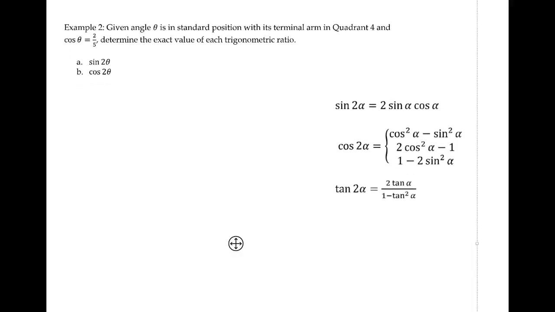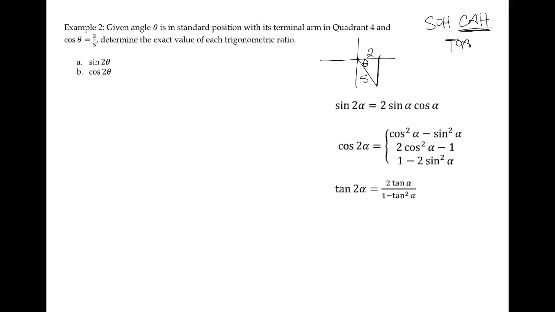So example 2, given angle theta is in standard position when it's in with its terminal arm in quadrant 4. So already I'm going to kind of sketch a picture for myself that I'm looking in quadrant 4. And cos theta equals 2 over 5. So remembering again from SOHCAHTOA that we're dealing with adjacent and hypotenuse. So whatever this looks like, my triangle does not need to be perfect as long as I have like a reference point. This is theta, and I'm talking about adjacent over hypotenuse, so 2 over 5.